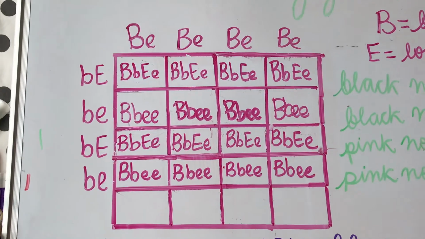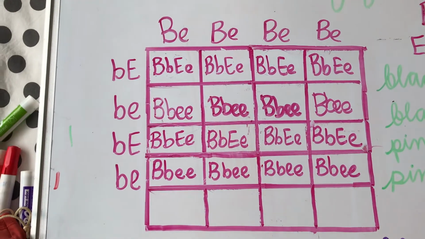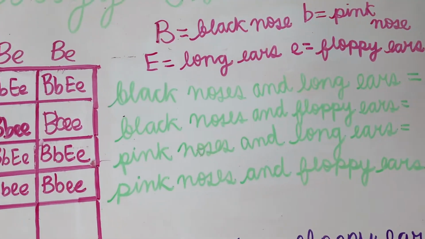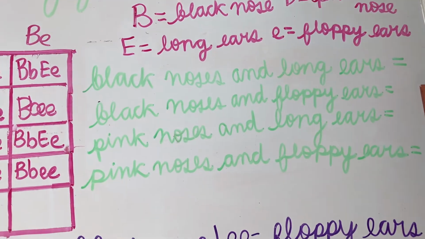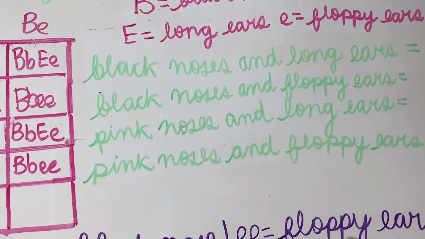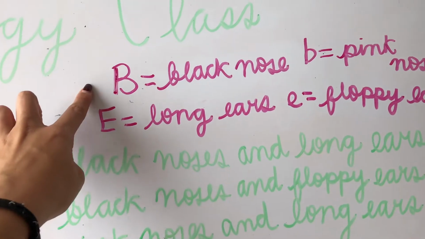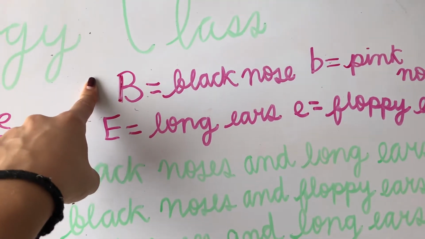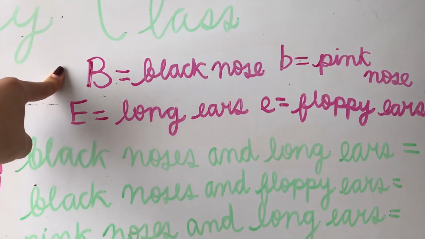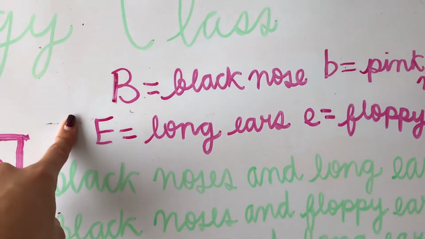Okay, so after completing all the punnet square, we are going to answer the following questions. Okay, so the first one is how many rabbits have black noses and long ears? So we know that uppercase B will be black nose, and uppercase E will be long ears.